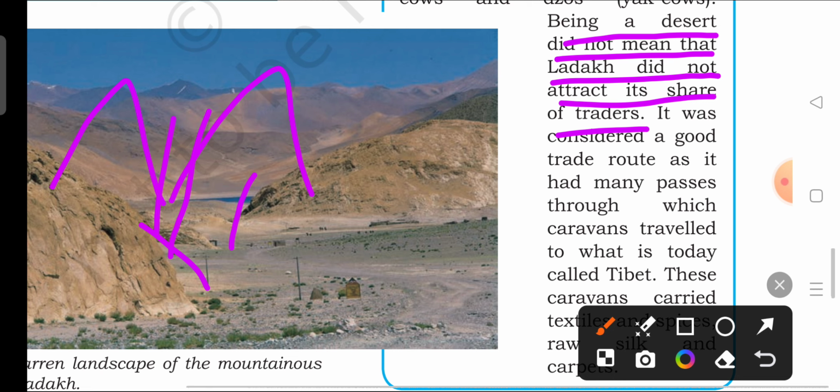I have already explained about caravans, isn't it, through which they used to carry their goods. It depends on where they will be carrying their goods. They might be carrying them through animals also, but these days, as lots of vehicles are available, they might be doing this trading through vehicles also, to what is today called Tibet. So you can say Ladakh is also known as Little Tibet. It is very near, and as there are passages, you can easily reach Tibet through this route.